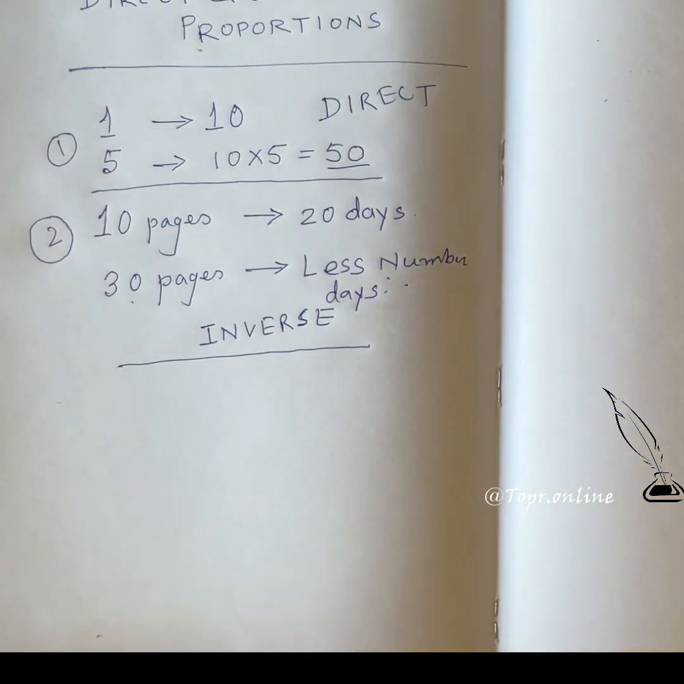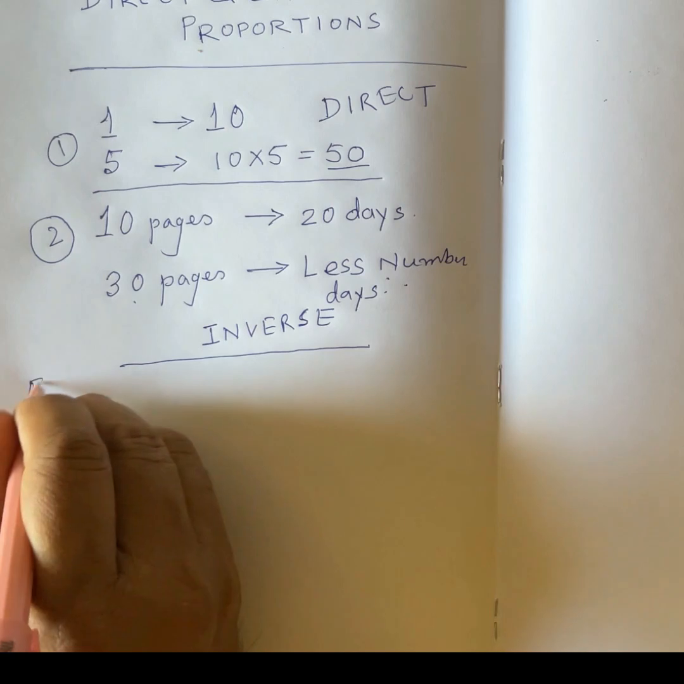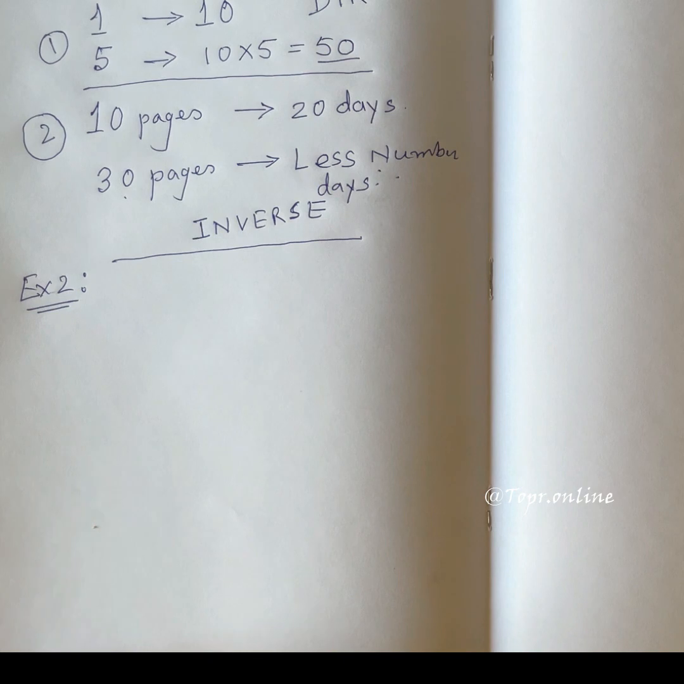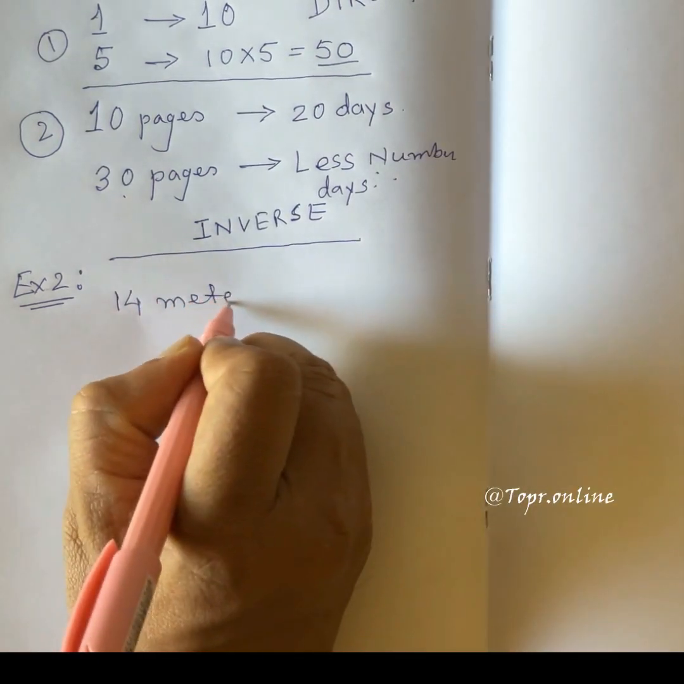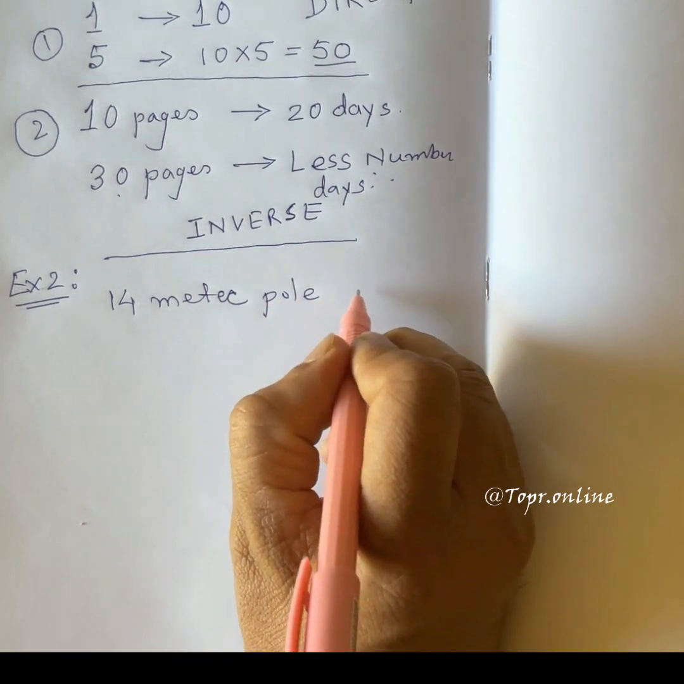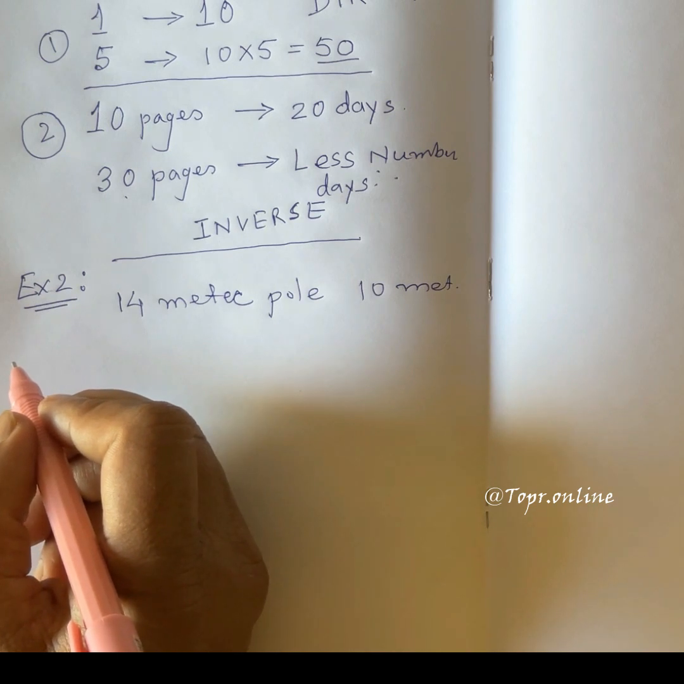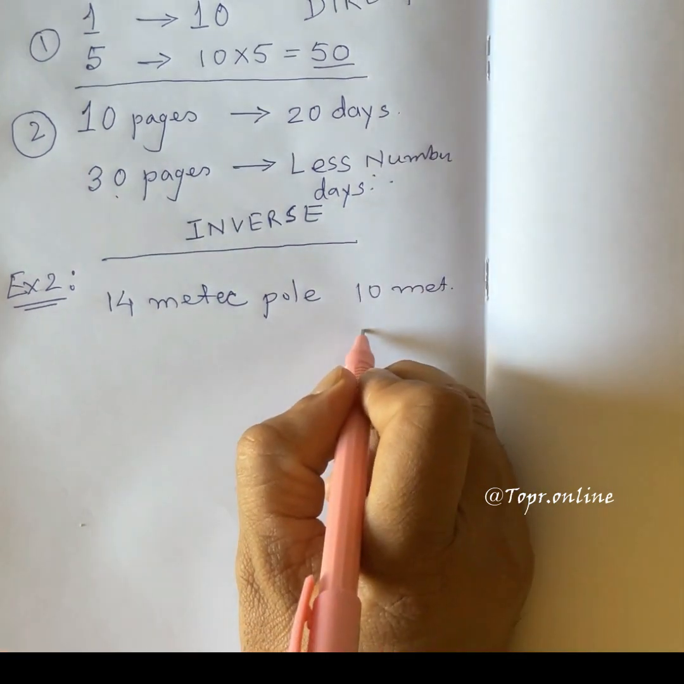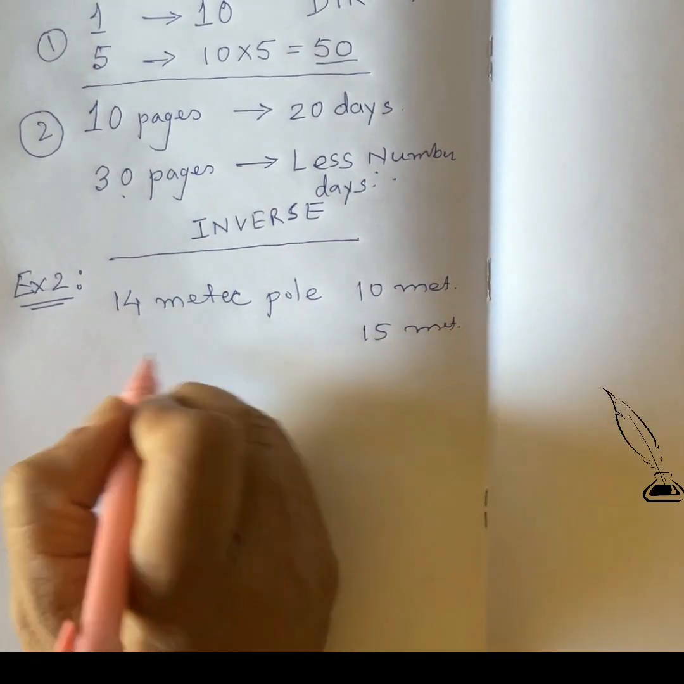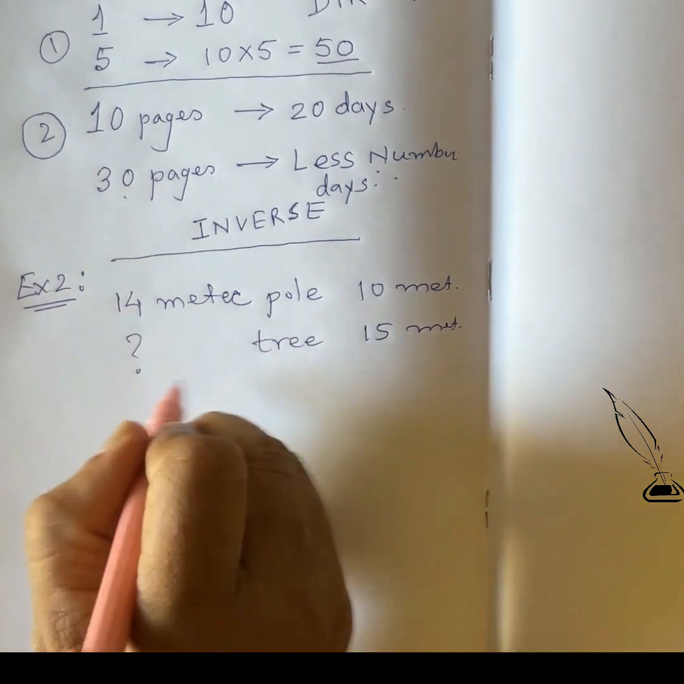So we can take one example from the NCERT book, example 2. In this example, it is stated that an electric pole 14 meters high casts a shadow of 10 meters. Now one tree casts a shadow of 15 meters. It is asked: what is the height of the tree?